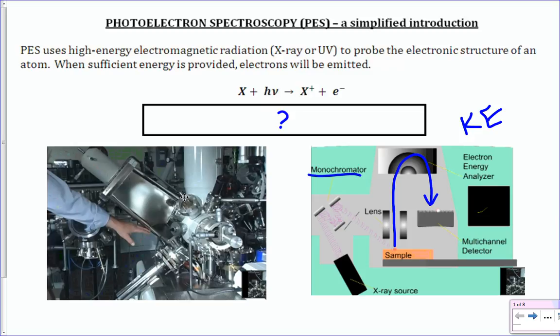Now, the first equation you see up here, X would be our gaseous atom. hv represents the energy of the high energy photon that's coming in. So that would be that incoming energy, which if we know the frequency, we know the energy using Planck's equation. And since we're knocking out an electron, the electron is going to be one of our products, and the other product is going to be a cation.